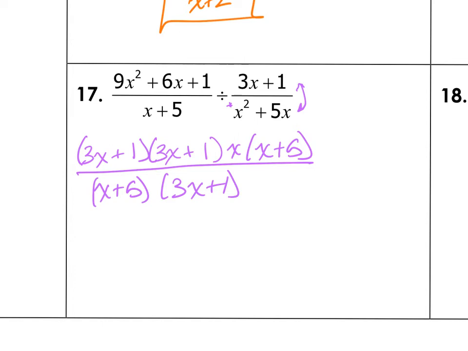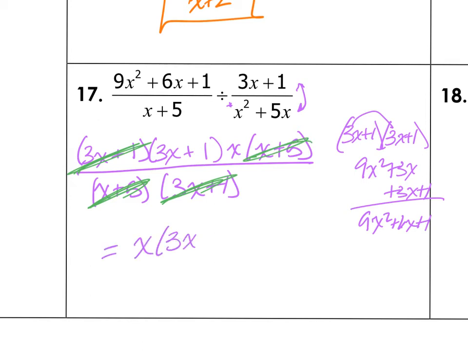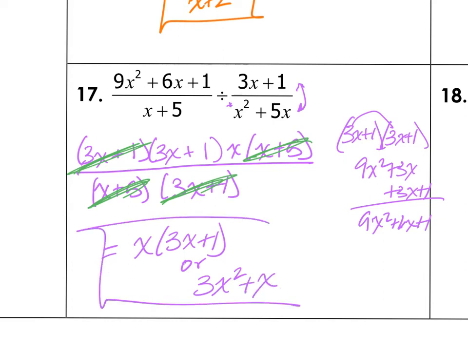How do we test it? We multiply it out. 3x plus 1 times 3x plus 1. So 9x squared plus 3x plus 3x plus 1 gives me 9x squared plus 6x plus 1. So yeah, we've got the right answer. So 3x plus 1, 3x plus 1, x plus 5, x plus 5. So my answer is going to be x times 3x plus 1, or 3x squared plus x. There you go.